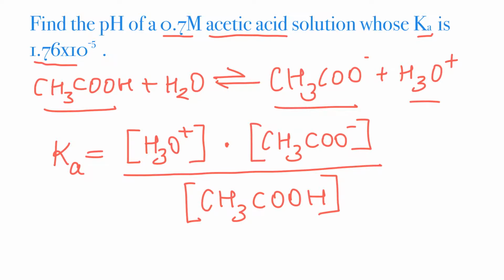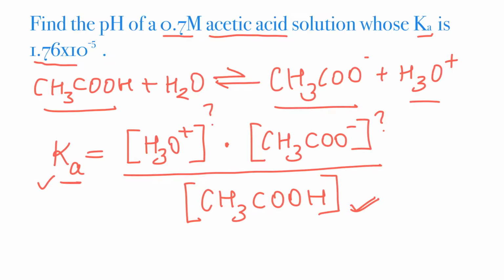Now, when you look at this equation, you need to figure out what information is given in the problem and what information you need to find. You will notice that this is given, so we'll put a check mark next to it. This is also given, so put a check mark next to that. Now, at this point, you have two variables that are unknown. You don't know the concentration of hydronium ion. You don't know the concentration of acetate ion.